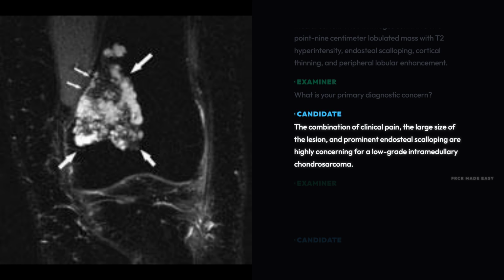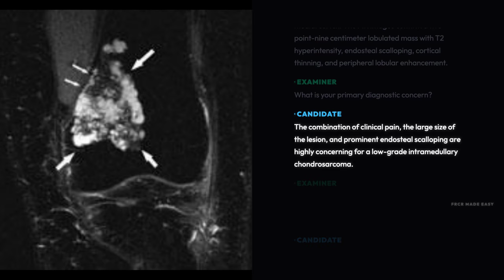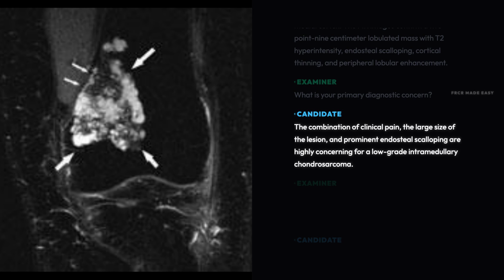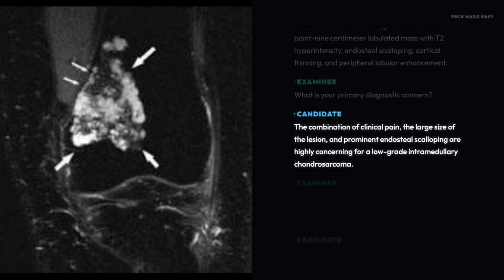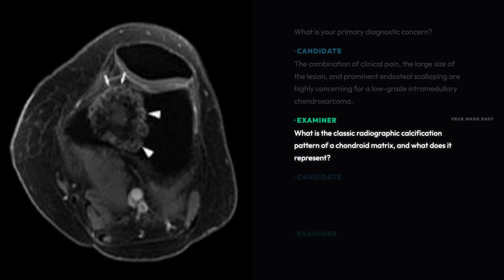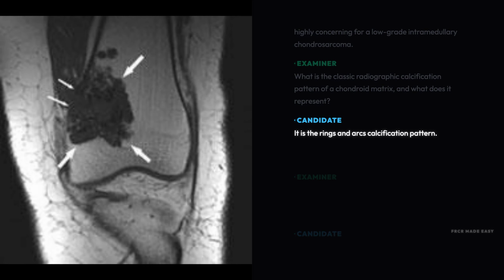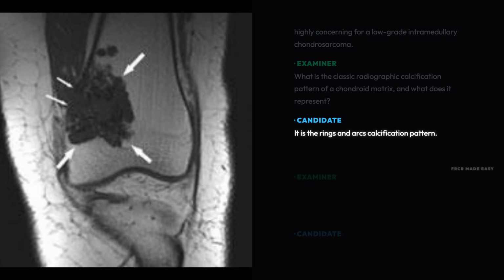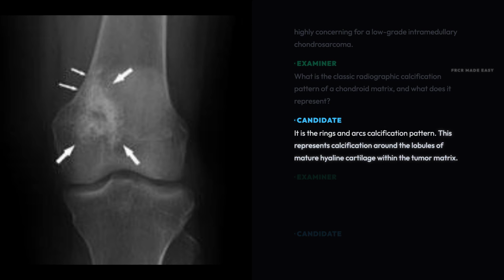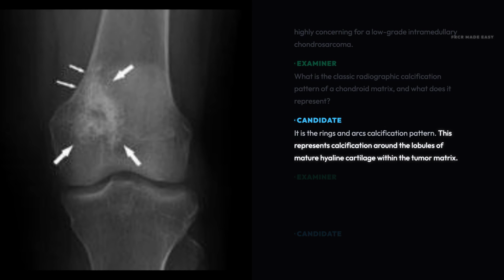The combination of clinical pain, the large size of the lesion, and prominent endosteal scalloping are highly concerning for a low-grade intramedullary chondrosarcoma. What is the classic radiographic calcification pattern of a chondroid matrix, and what does it represent? It is the rings and arcs calcification pattern. This represents calcification around the lobules of mature hyaline cartilage within the tumor matrix.